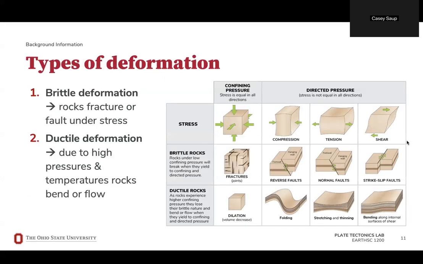There are two main types of deformation, brittle and ductile. Brittle deformation occurs when rocks fracture or fault under stress. Ductile deformation happens under high pressures and temperatures, causing rocks to bend or flow without breaking. The type of deformation depends on factors like rock composition, temperature, pressure, and strain rate.